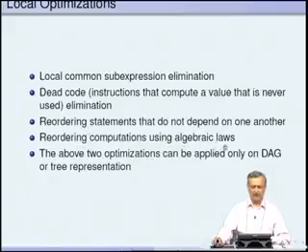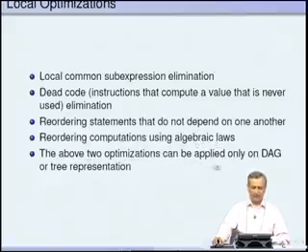Reordering computations using algebraic laws. Algebraic laws are commutativity and associativity. We will see how this can be used later on. To give you a simple example, if B plus C is an expression, and C plus B is another expression, if commutativity holds, these two are equivalent. So, if we can detect such computations using commutativity or any other algebraic law, then the code can be improved.